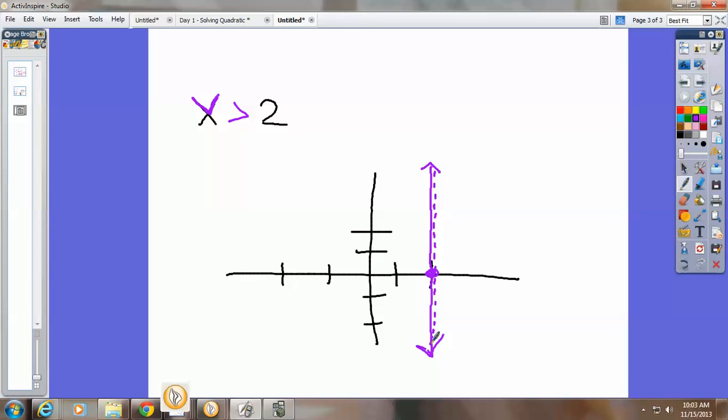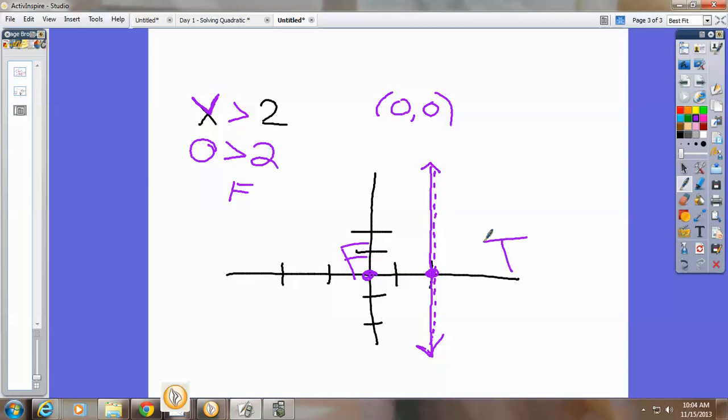Now we have to shade. When we test our ordered pair 0, 0, we're going to put 0 in for x and y. But we don't have a y to substitute in for, do we? Is that a big deal? No. All we can do is substitute in for x. 0 is greater than 2. Is that true or false? That's false. So that means the side with 0, 0 is the false side.